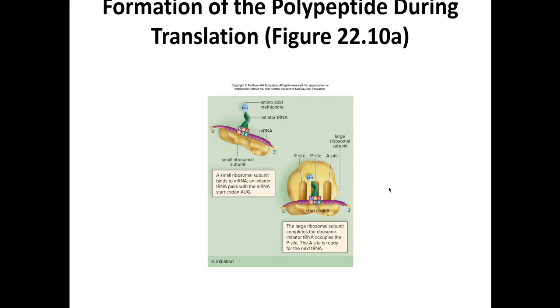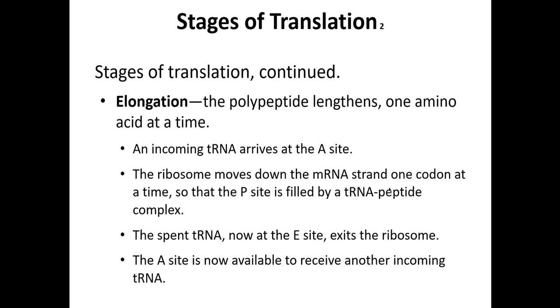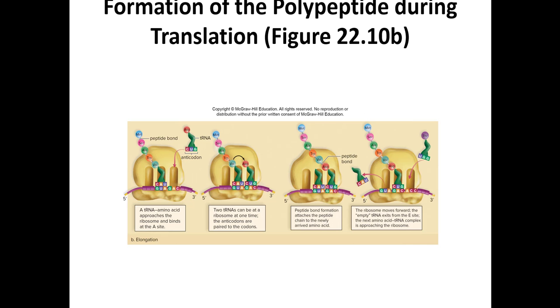and A site. Elongation is when the polypeptide lengthens, one amino acid at a time. An incoming tRNA arrives at the A site. The ribosome moves down the mRNA strand 1 codon at a time, so that the P site is filled by the tRNA peptide complex. Over here is a picture showing you the moving of the assembly line inside this process.